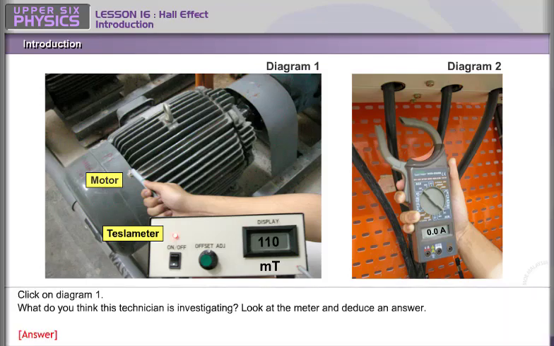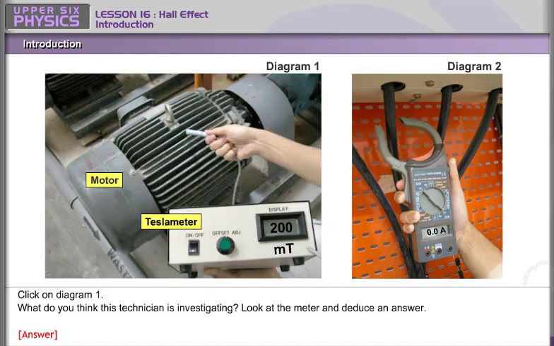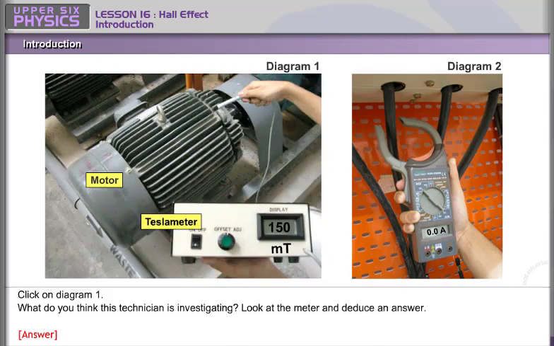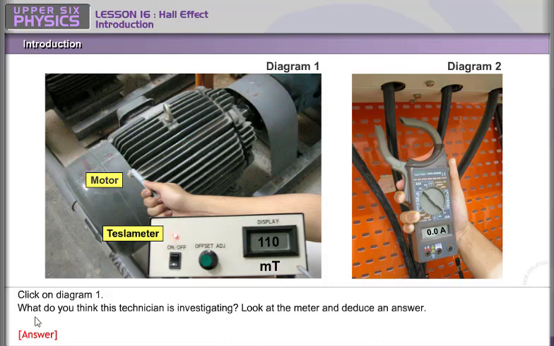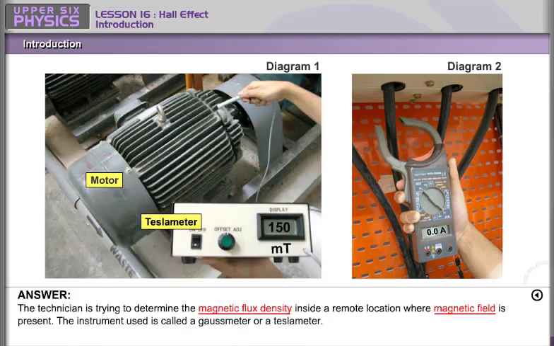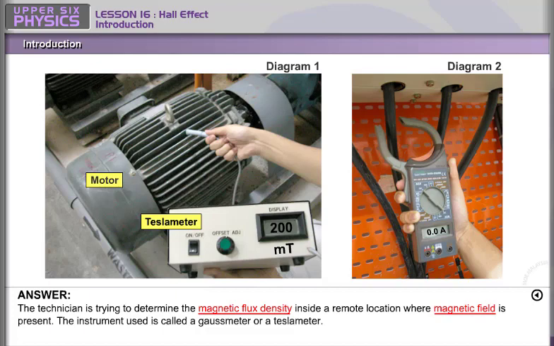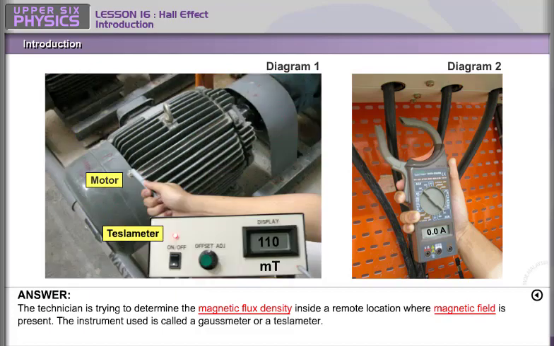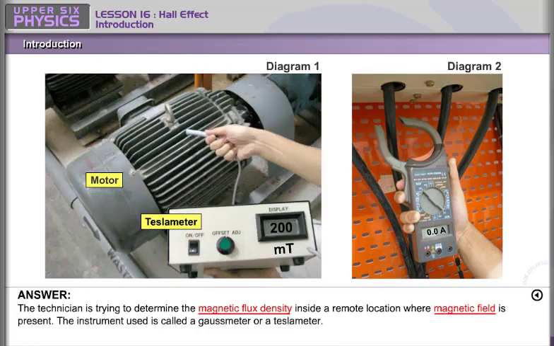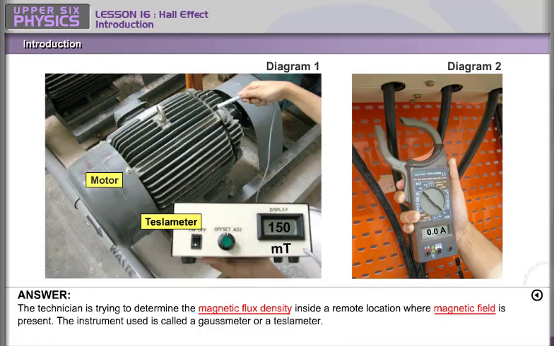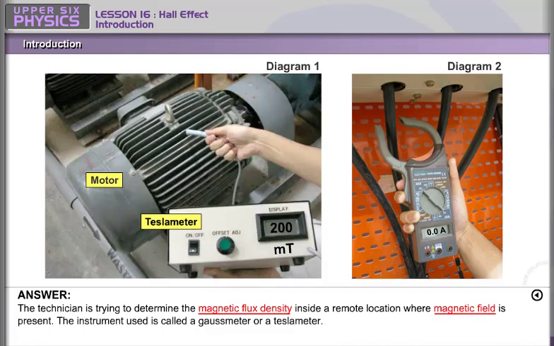Click on diagram 1. What do you think this technician is investigating? Look at the meter and deduce an answer. The technician is trying to determine the magnetic flux density inside a remote location where magnetic field is present. The instrument used is called a Gauss meter or a Tesla meter.